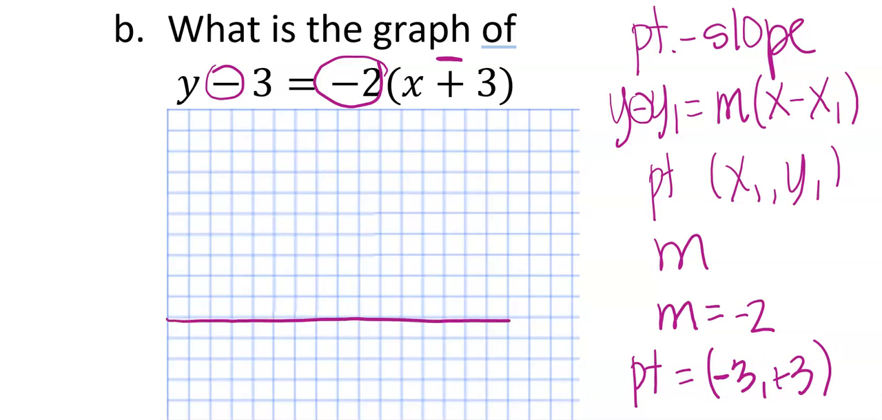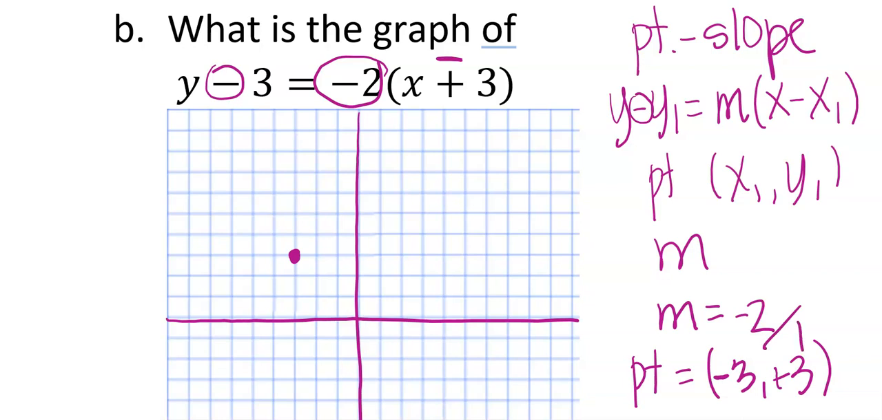Now the thing with this one that makes people a little bit confused is that on the other one, we always have a point that's on the y-axis. Here you probably won't, because we have a point that's going to be somewhere else and we're going to do the slope from that point. So -3, +3 is right here. I'm going to do my slope from that point.